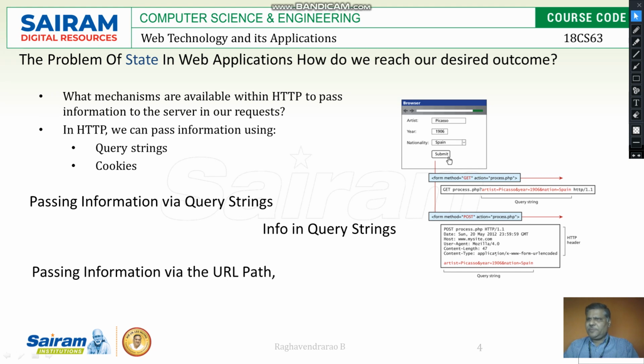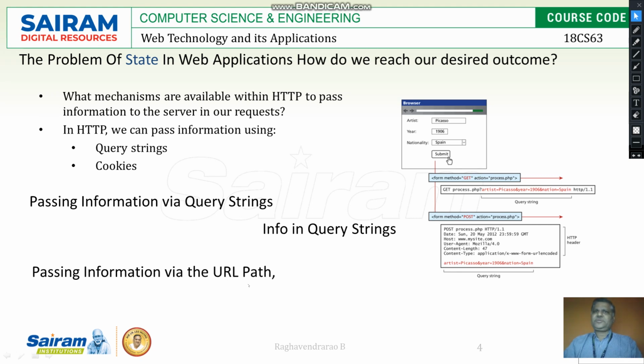These things are merged into the header, and it is not going to be seen by the user. This information is not seen by the user. But in the case of the get method, all these things are seen by the user. So that is the difference between the get method and the post method.